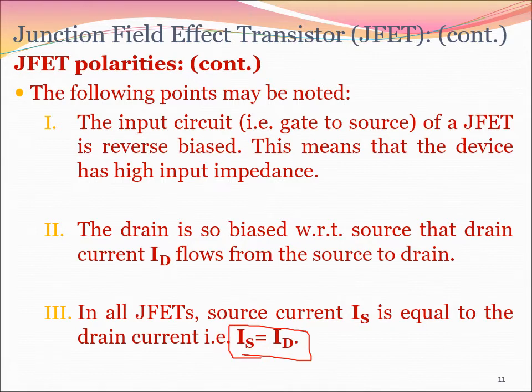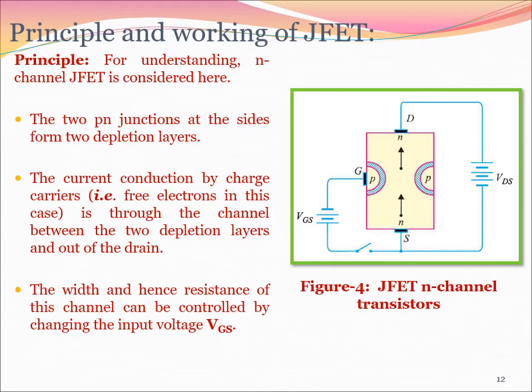Unlike in BJT, where we were using the equation that emitter current is equal to base current plus collector current. Or for simplification of the circuits, we used to say that collector current is almost equal to emitter current, and we used to neglect the base current, but still the base current in BJT is in microamperes. However, in the case of FET, it's quite small.